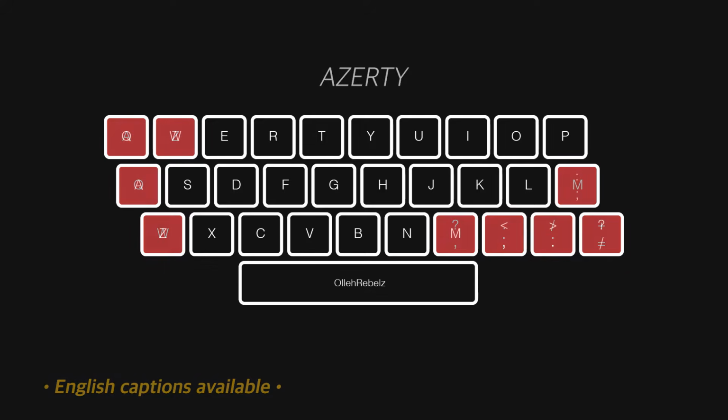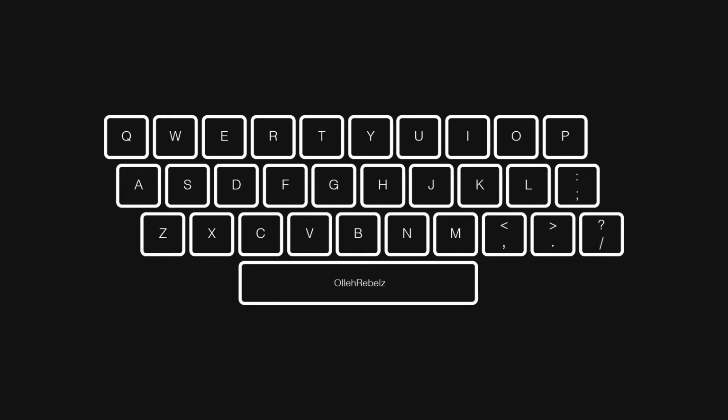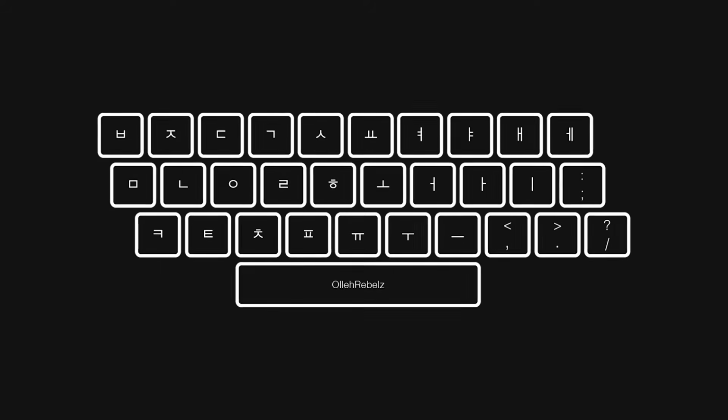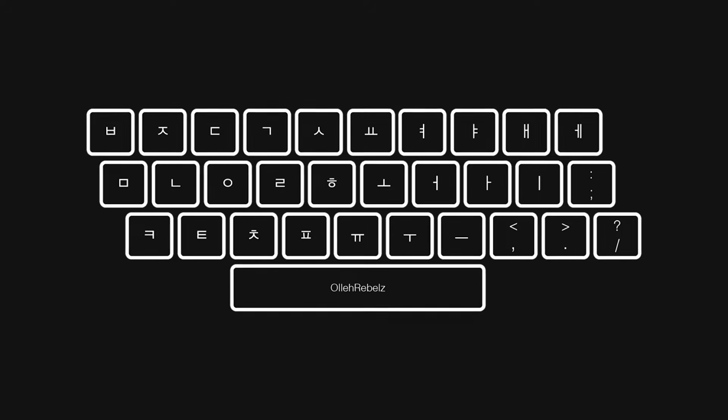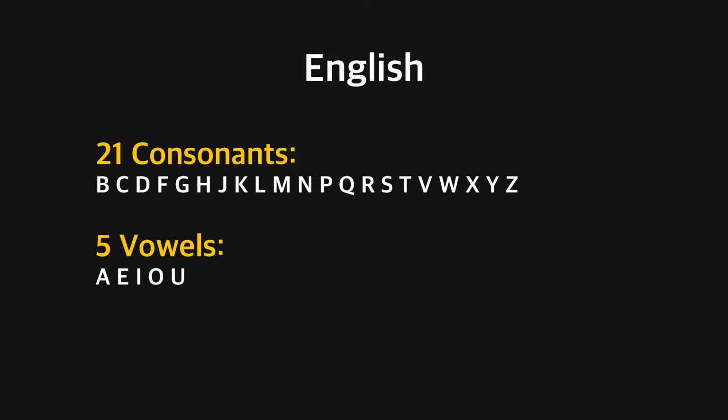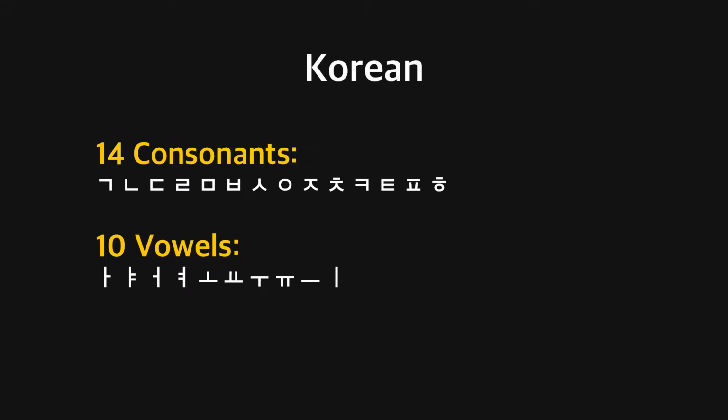But what would a keyboard look like for languages that don't use Latin characters, like Korean? Well, if you replaced all the English letters with Korean ones, you'll get the Korean keyboard. You might be surprised at how well the Korean alphabet adapts to the QWERTY layout, but there's a simple reason for that. English consists of 26 letters, with 21 consonants and 5 vowels, not including Y. Korean, on the other hand, has 2 letters less, 24, with 14 consonants and 10 vowels.